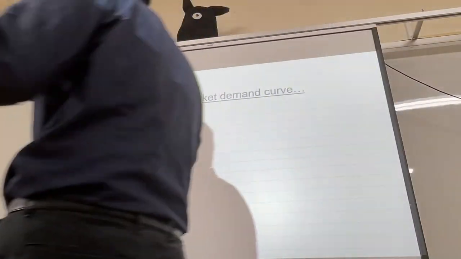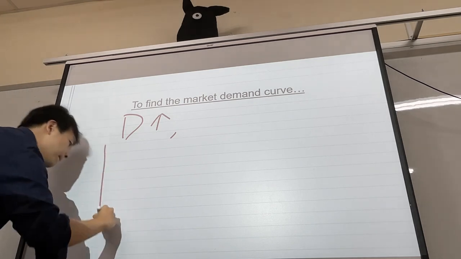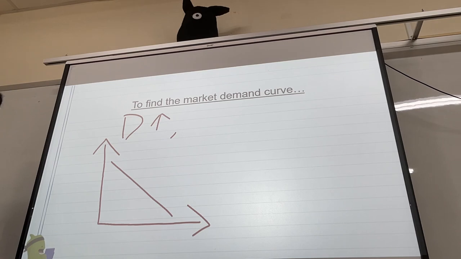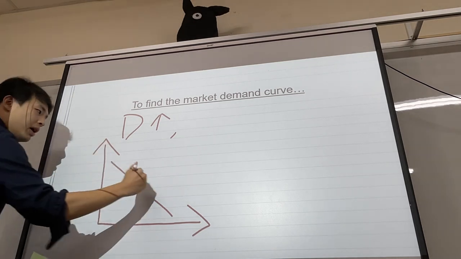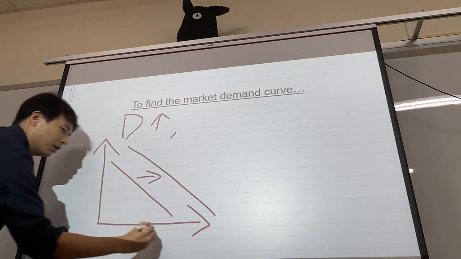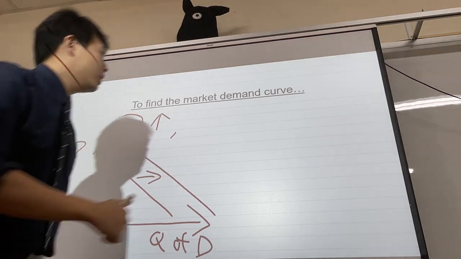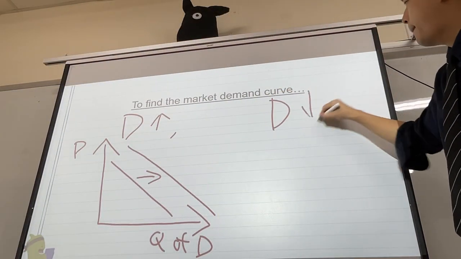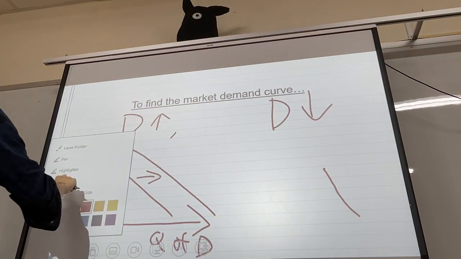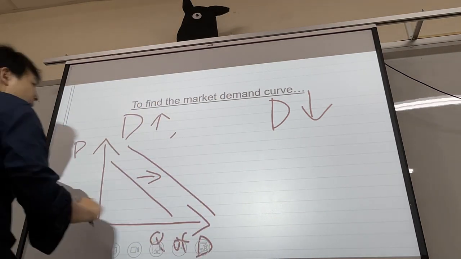All right, copy this. When the demand goes up, so this is demand, right? When the demand goes up, it goes to the right. 往右边跑, okay, it goes to the right. This is the price and the quantity of demand. It goes to the right, which means if the demand goes down, that means what? It goes inwards. Left or right? Left. Okay.